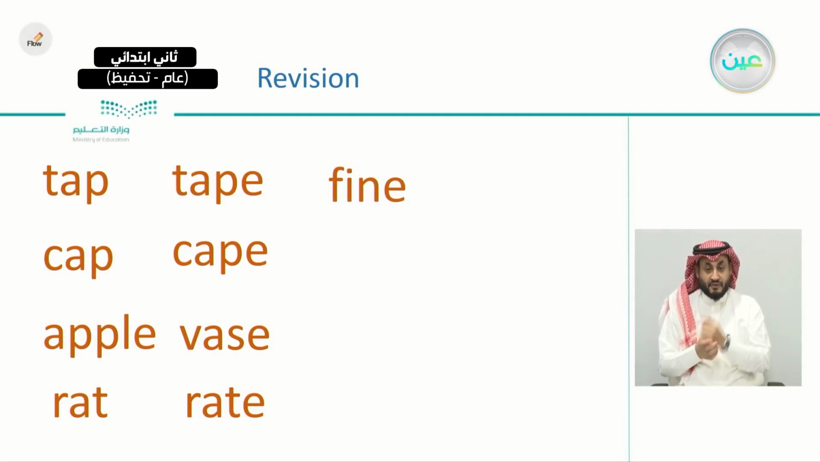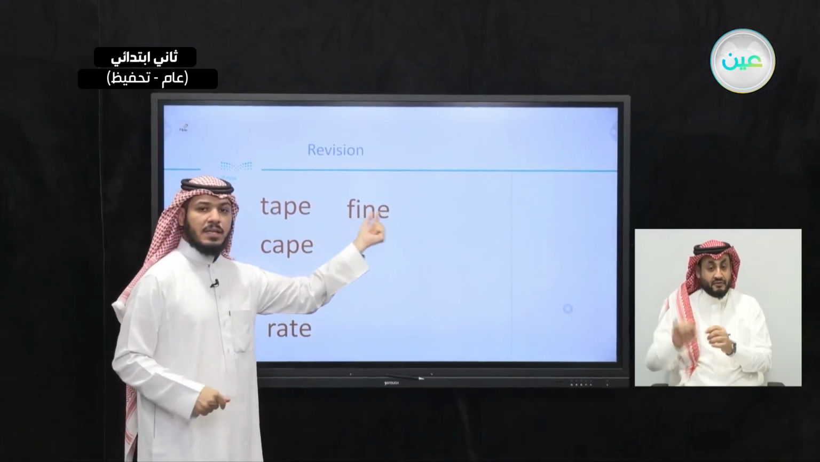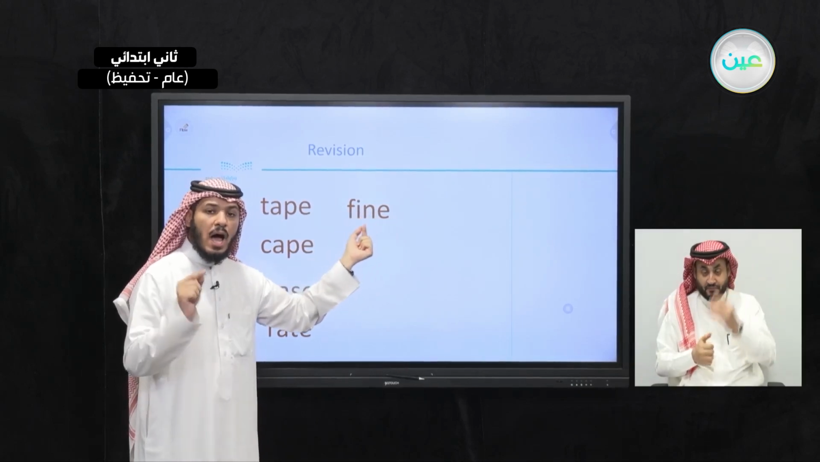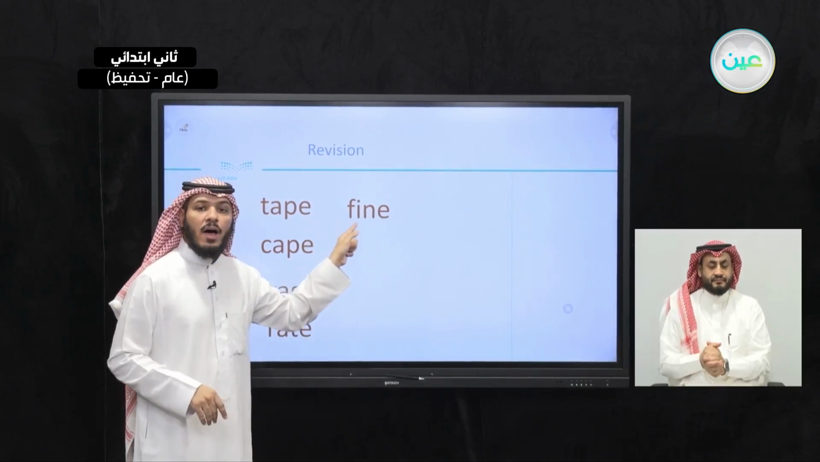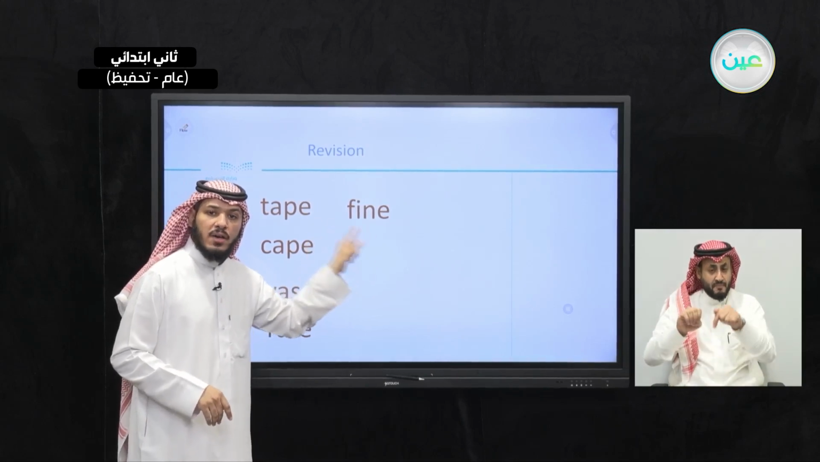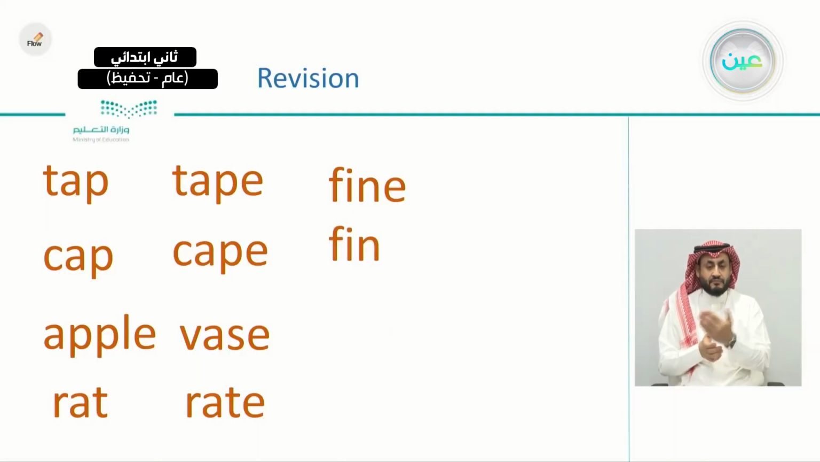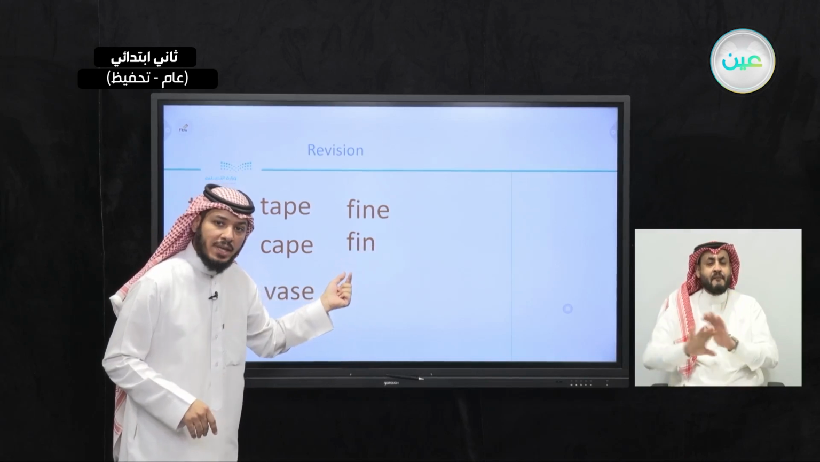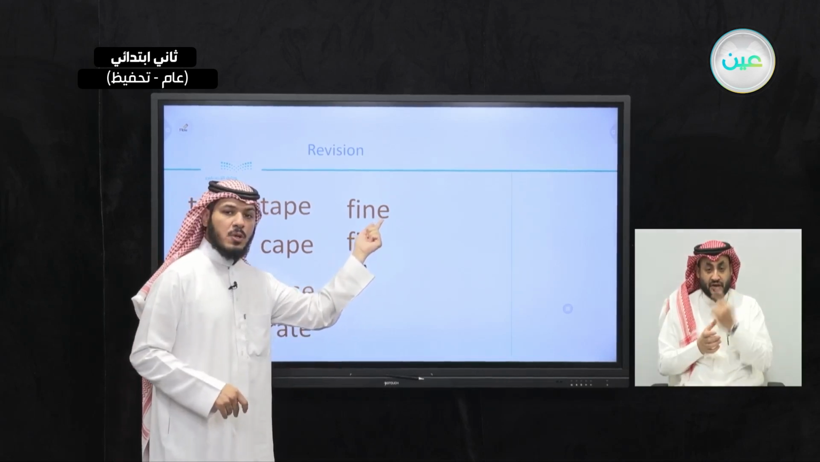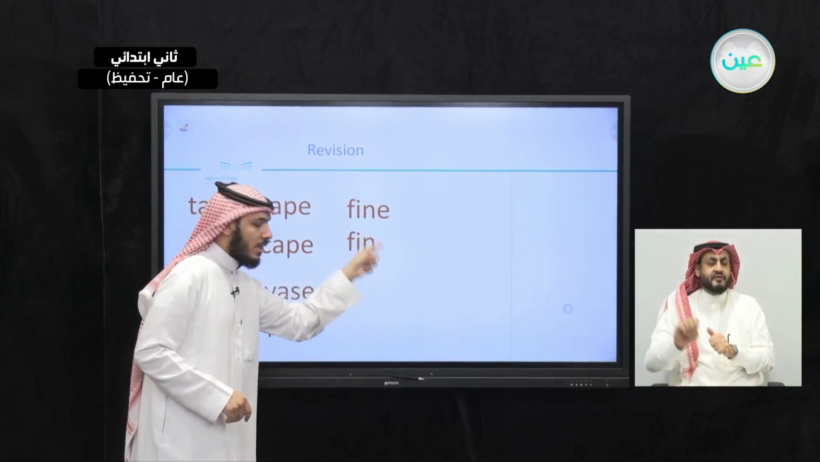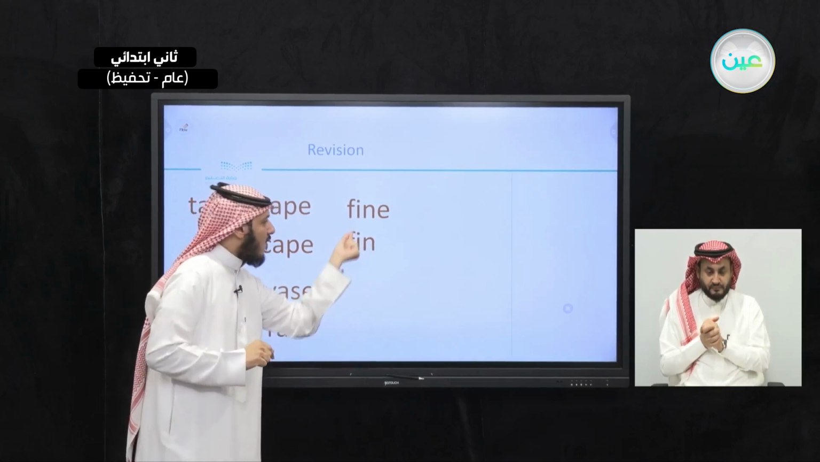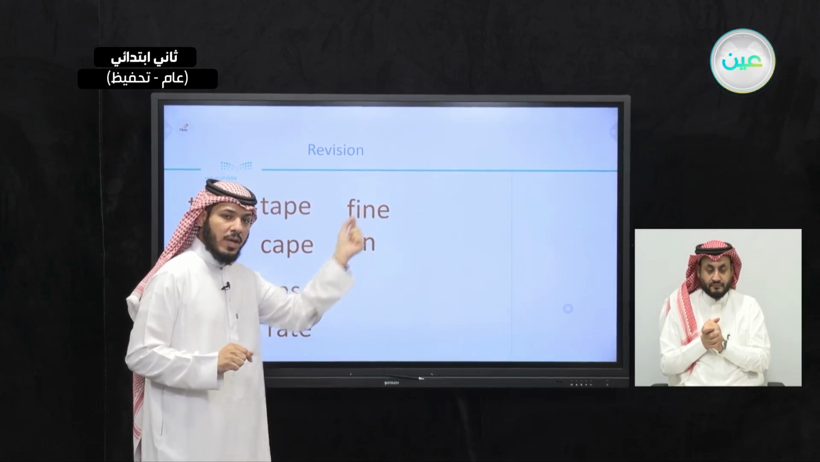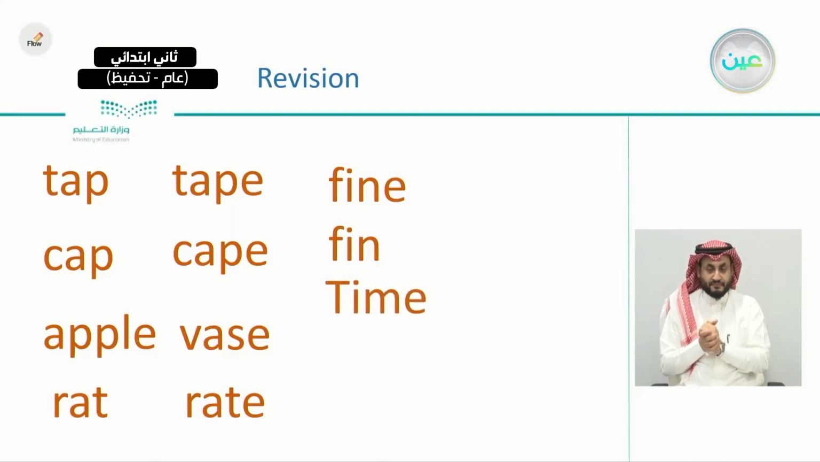What about this word? Now, there is I, letter E. So I pronounce this letter as I. So it is fine, perfect, fine. Okay, so this is fine. What about this word? There is no E here, so it's fin, perfect, fin. So if there is an E here, I pronounce it as I, okay? If there is no E, then I will pronounce the I as E. Fin, fine, okay? What about this word?